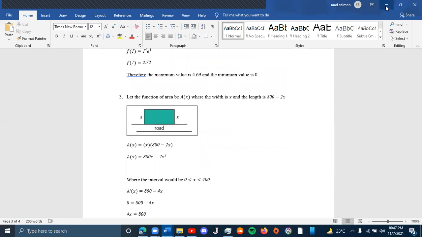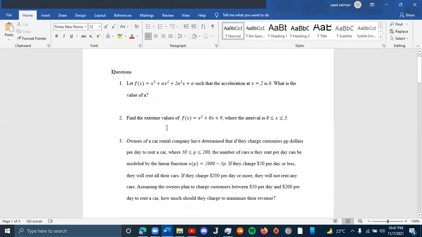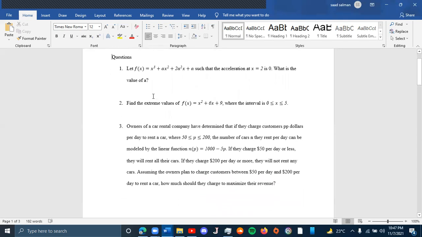Now we'll move on to quiz number 2. Quiz number 2 has 3 questions as well, which are: let f of x equal x cubed plus ax squared plus 2a squared x plus a, such that the acceleration at x equals 2 is 0. So what is the value of a?